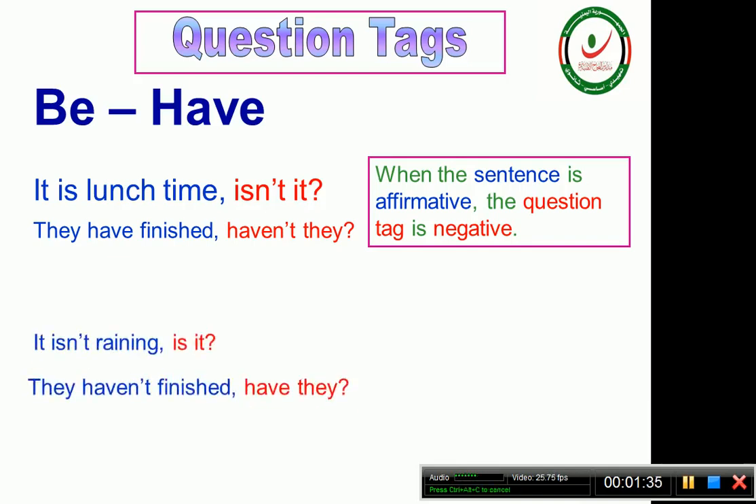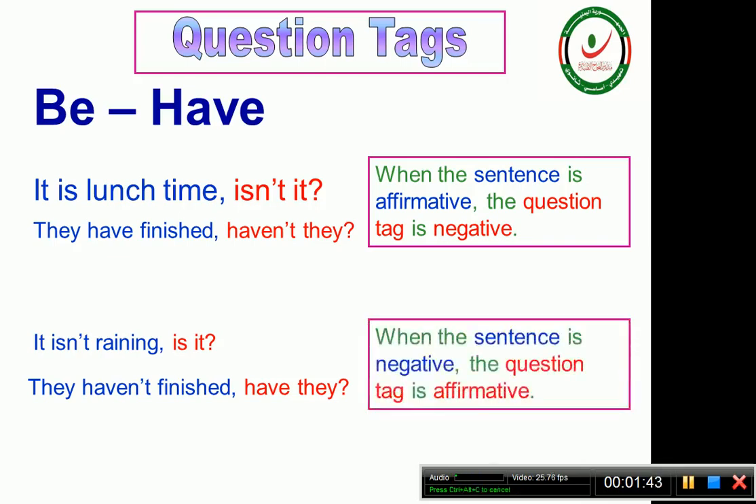Look at the other examples. It isn't raining, is it? They haven't finished. Have they? When the sentence is negative, the question tag is affirmative. It isn't raining, is it? They haven't finished. Have they?